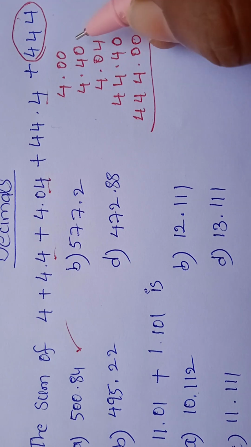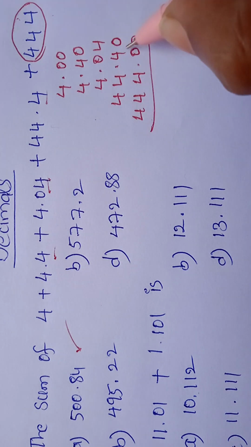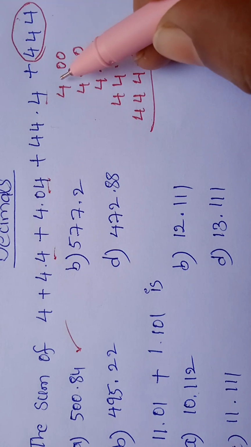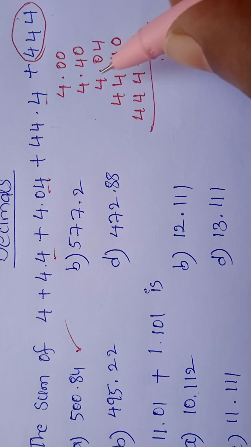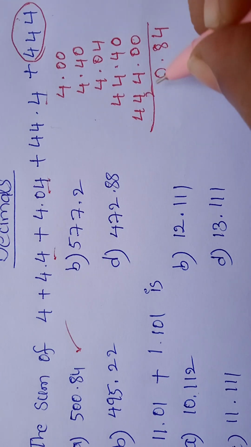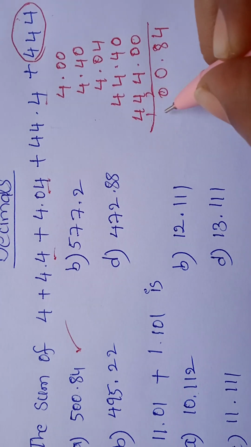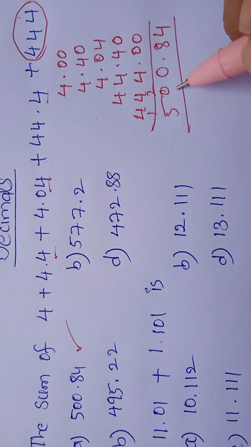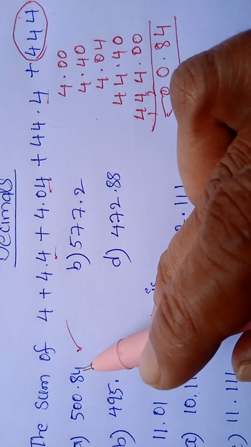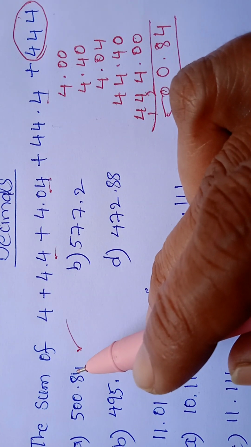So add 4 only. 4 plus 4, 8. 4 fives are 20 and 10. So the answer is 500.84. So it is correct.